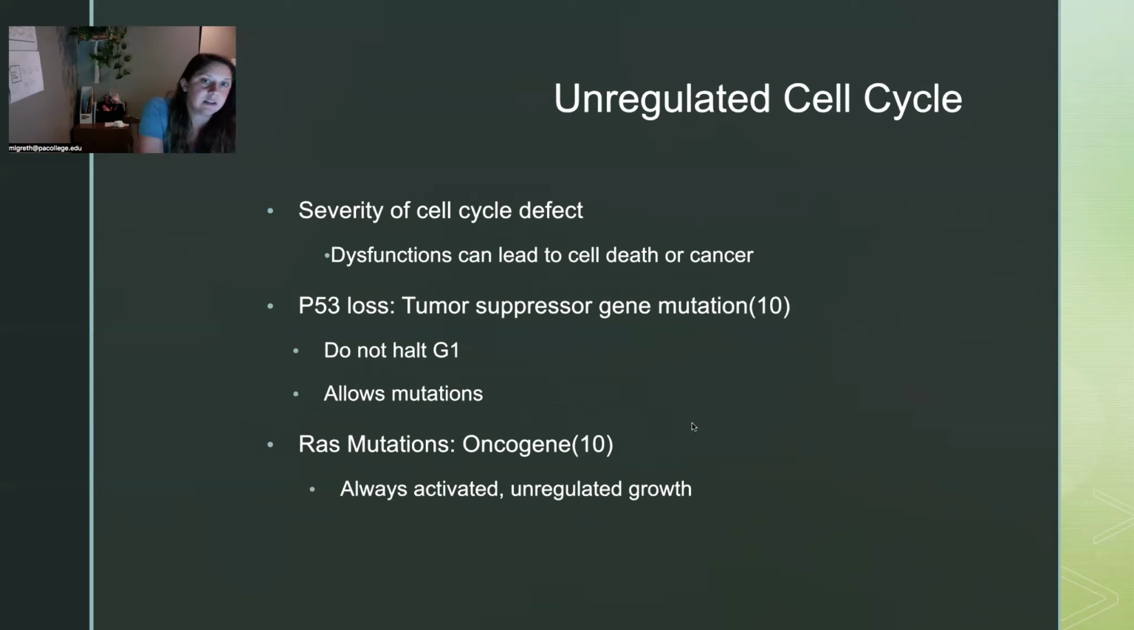So, unregulated cell cycle. The severity of the cell cycle defect could cause dysfunctions as severe as leading to cell death or cancer. Tumors and cancers are the result of uncontrolled cell division. The direct cause is almost always a genetic defect in one or more of the proteins that regulate the cell division. In some cases, a defective gene is inherited from one parent. In other cases, it occurs when the mutation is from a toxic compound from the environment or from radiation.